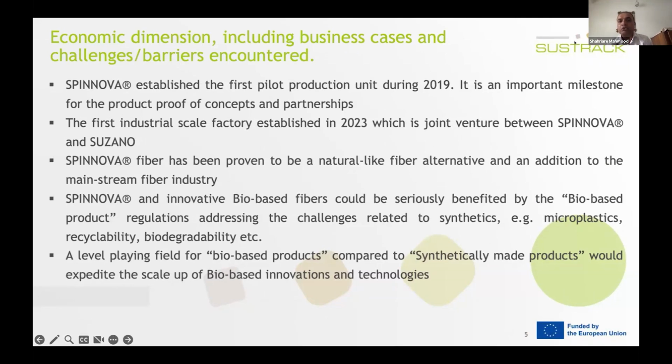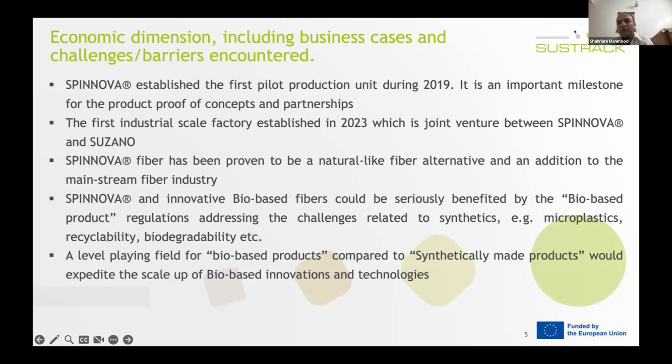And then we have been able to build the main industrial scale factory. That's a joint venture between Spinnova and Suzano, the largest pulp producer. So that was our main big leap, I would say. And now we have also signed an LOI that Suzano will be building the next plant of 20 kiloton capacity. So we see a lot of interest from the market. Because of the nature of this fiber, it could really be a big addition to the mainstream fiber sources in the industry.